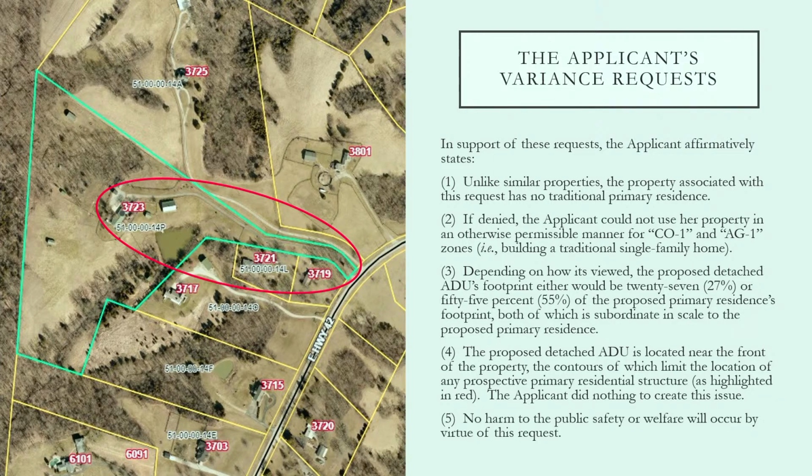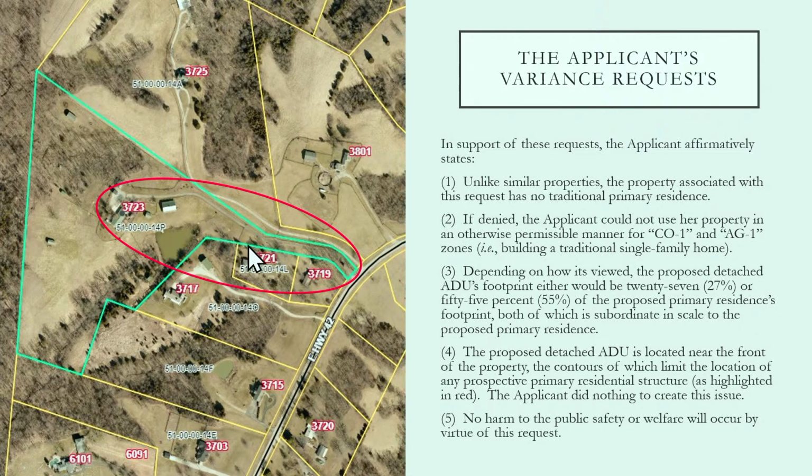And the proposed attached ADU is located near the front of the property, the contours of which limit the location of any prospective primary residential structure, which I've highlighted for you in red. And we did nothing to create this issue. Again, the barn was built and all these buildings were built before the applicant owned the property, so this is not of her doing in some way.